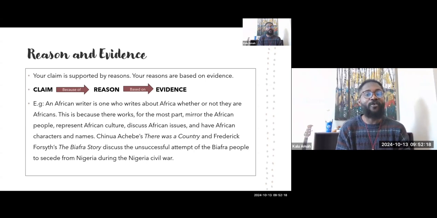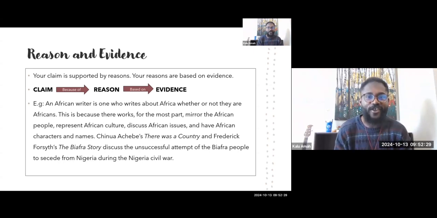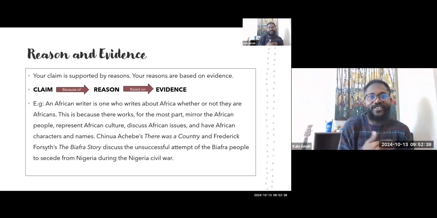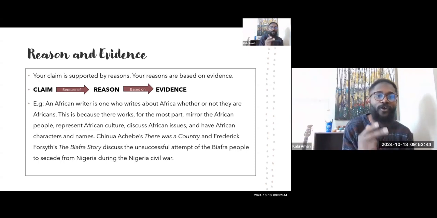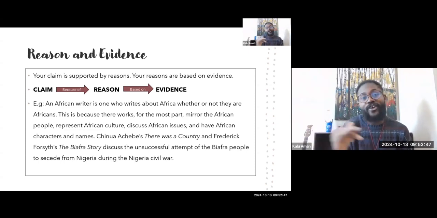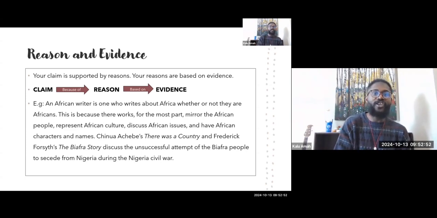Let's look at it. Chinua Achebe's There Was a Country and Frederick Forsyth's The Biafra Story discuss the unsuccessful attempts of the Biafra people to secede from Nigeria during the Nigerian Civil War. This is your evidence. Chinua Achebe is an African. Frederick Forsyth is a British novelist, journalist, or author in general, and he is not African. Both authors wrote different works, but discussed the same issue. So this is your evidence, which you are basing that reason on.